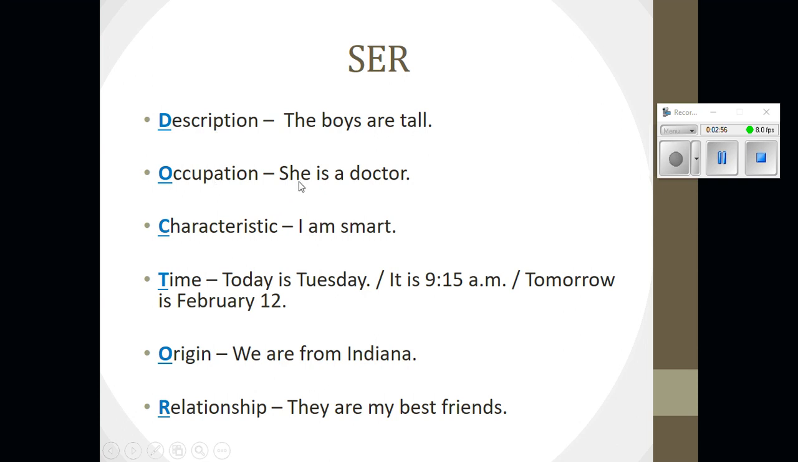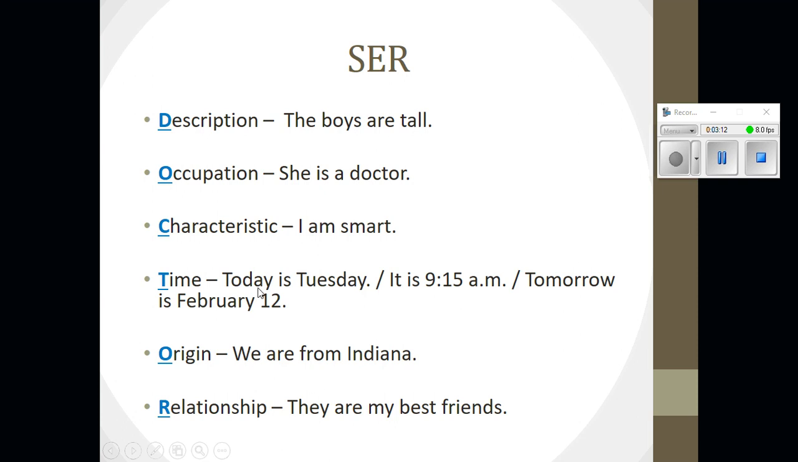Okay? Occupation, she is a doctor. Occupation is what someone does. So for the O, for occupation, we're going to write down she is a doctor. C, characteristic, I am smart. We're describing a characteristic of someone. Okay, so we're going to write that example, I am smart.